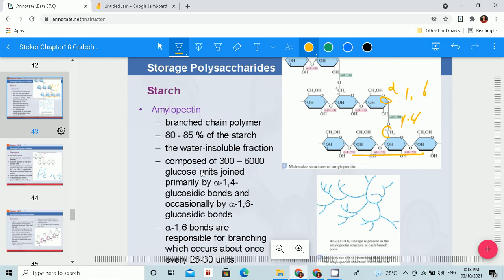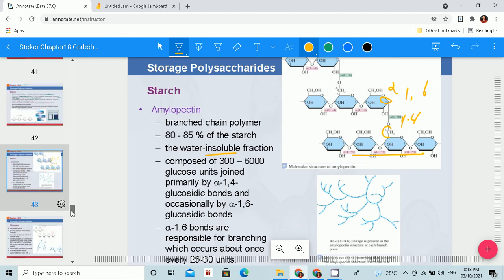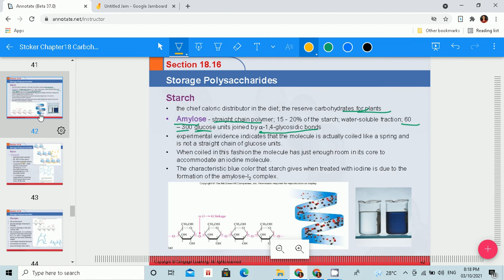Okay, so again, amylopectin is insoluble. It's water insoluble, while amylose is our water soluble part.